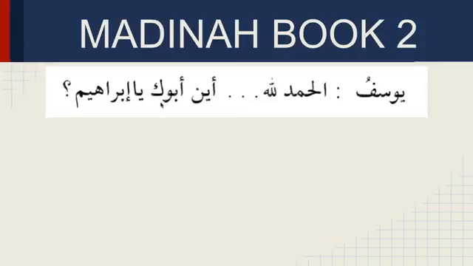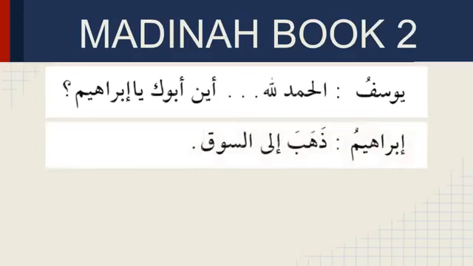So he says, aina abuka, where is your father? Ya Ibrahimu, where is your father? So Ibrahim says, dhahaba. See, now we're using the fa'il. So jumlatul fa'iliya, looking for fa'il and fa'il. So the fa'il is dhahaba, which means he went, and the fa'il is mustatir, taqdiruhu huwa. So how do we translate? We translate he went. Dhahaba ila suqi, to the market or to the shopping complex. So he went to the shopping mall.